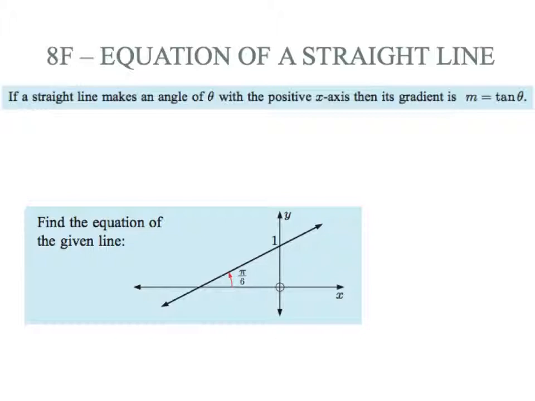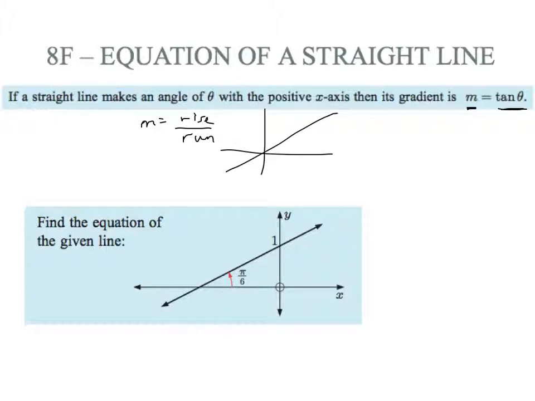Okay, so here's the rule. If a straight line makes an angle of theta with the positive x-axis, then its gradient is m equals tangent of theta. Okay, can you think why this would be true? How is it that the gradient m is equal to tangent of theta? I want you to think about that for a minute. Well, if you think about what m means, what is m? M is the slope of a line, so m is really just rise over run, right? You know this from Algebra 1.